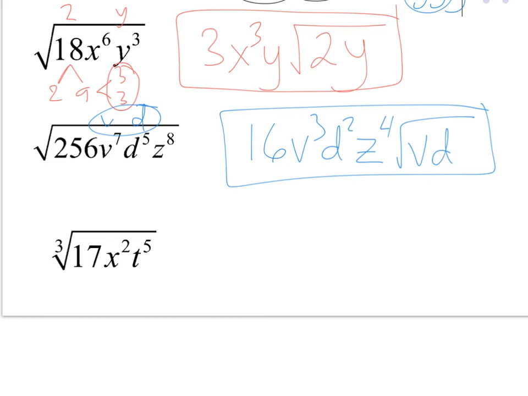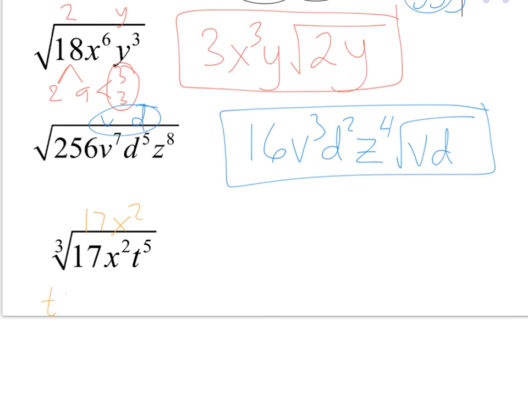Awesome. So, 17. Can I break that down? No. It's 1 and 17. Darn. That's just going to stay in the radical. Okay? So that'll just stay in the radical. We'll have a 17 chilling in the radical. So I'm going to write it up there for now. X squared. Can I take out any groups of 3? No, there's only 2, so it stays x squared inside. T to the 5th. Yes, I can take out a group of 3.